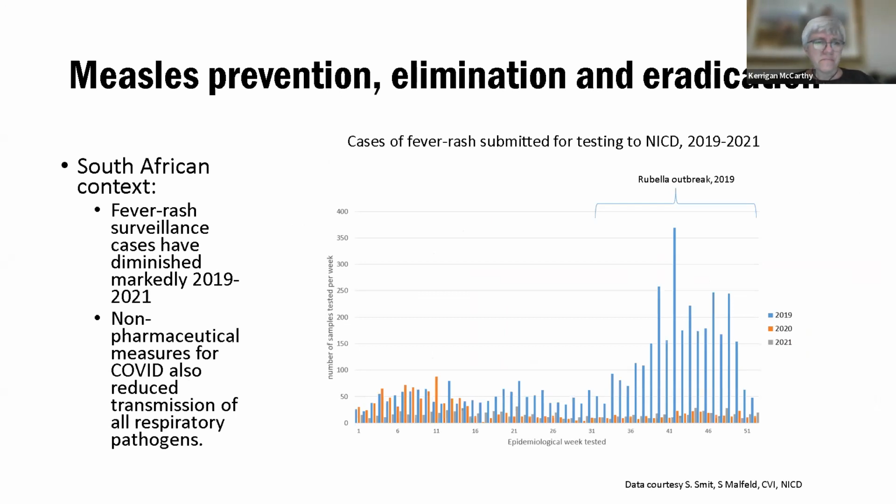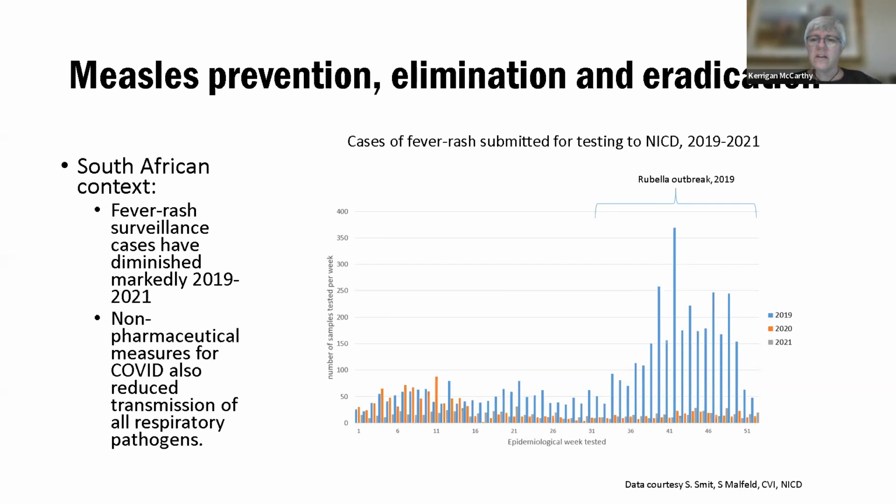unvaccinated children. In South Africa, we have conducted fever and rash surveillance as we do, and this graph figure here shows the number of samples that have been tested per week, and you can see there the axis goes from 0 to 400 by epidemiological week, with 3 different colors: the blue color showing 2019 samples, the orange color showing 2022 samples, and the gray color showing 2021 samples.